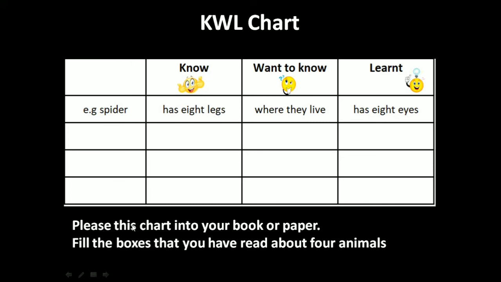Copy this chart into your book or paper, and fill the boxes with what you have read about the four animals. We already read about the four animals: an octopus, a leopard, a shark, and a spider. The teacher already wrote down spider for you. That's why you have to write down for leopard, shark, and octopus: what you know, what you want to know, and what you have learned. After that, write down in your writing book. After that, let me check. Okay, so let's go to another one.